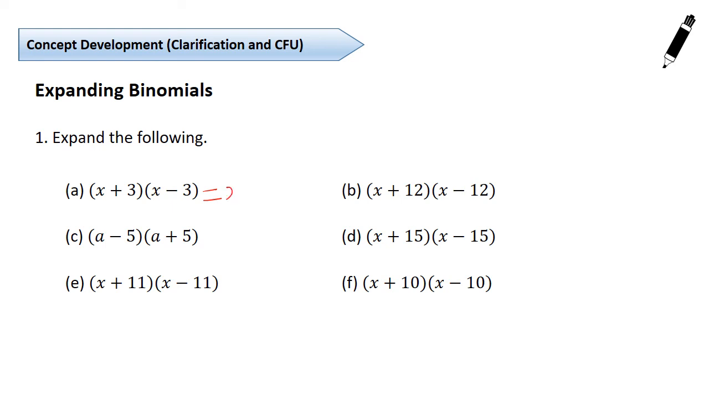So what we're going to do is we're going to have x squared, and that's going to be minus 9 squared. Already did the 3 squared. X squared minus 12 squared. A squared minus 25. X squared minus whatever 15 squared is. X squared minus, what's that, 121. And x squared minus 100.